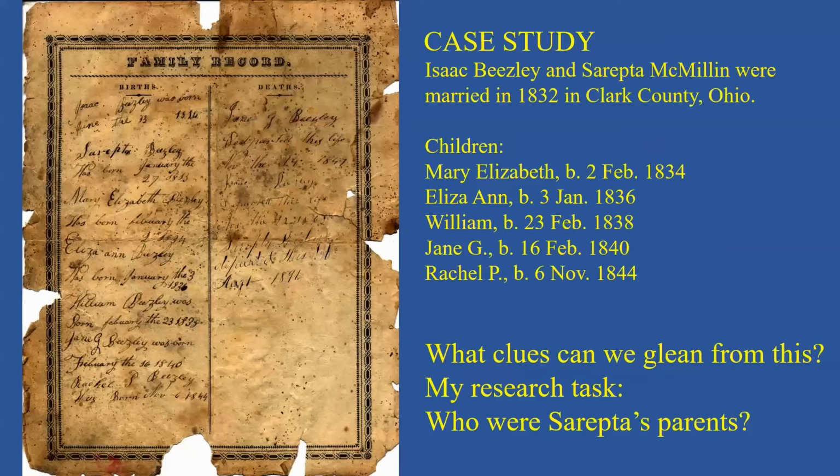These are the ancestors Isaac Beezley and Sarepta McMillan, who were married in 1832 in Clark County, Ohio. They had the following children, the first two born in Clark County, Ohio, and the remainder in Kosciusko County here in Indiana: Mary Elizabeth, born in 1834, Elizabeth Ann in 1836, William, born in 1838, Jane G. in 1840, Rachel P., born in 1844. Note that we have full middle names for some of them and only hints of middle names using single initials. In this case study, we already know Isaac's side of the family. We want to know more about Sarepta, who was the brick wall in my research. She still is in some respects.